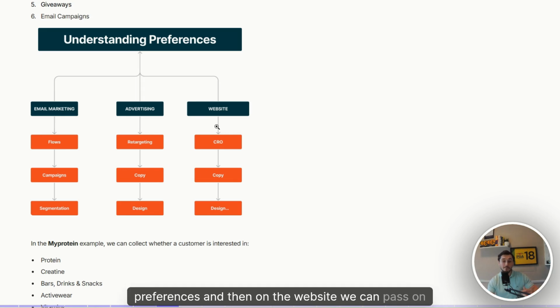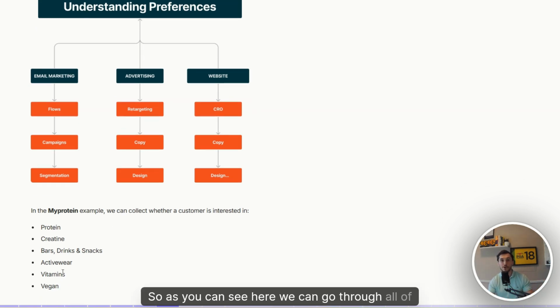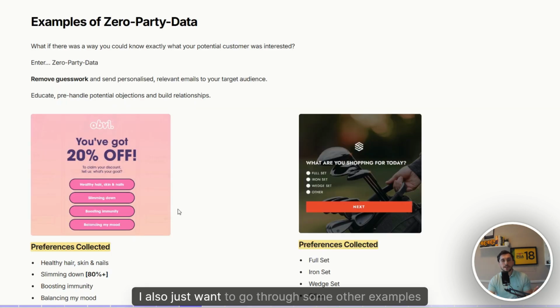And then on the website, we can pass this on to the CRO team, which can then tailor the copy and the design. So it's a whole flywheel effect that we can use here, by collecting these preferences to make better decisions when we collect the data. As you can see here, we can go through all of the categories. I also just want to go through some other examples within different industries.